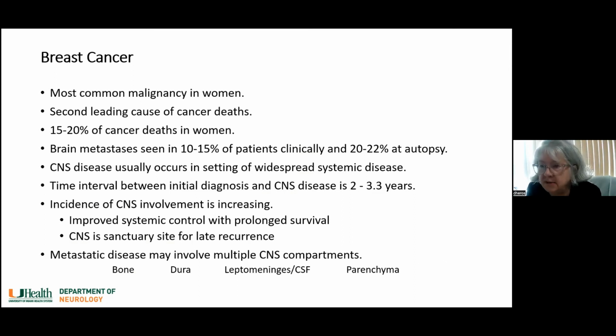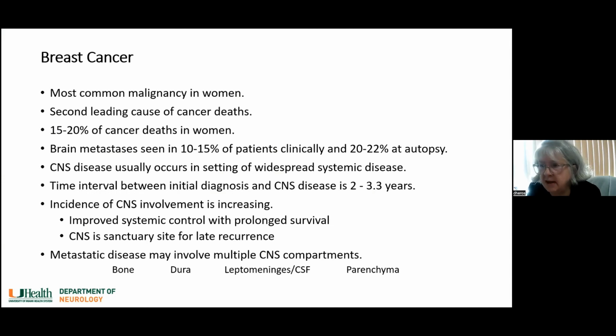And the time interval between the initial diagnosis and the development of brain metastasis is longer than lung cancer. It's usually later, can be earlier for HER2 positive patients, triple negative patients, or younger women, but usually it's a later complication of breast cancer. Unfortunately, we're probably seeing an increased incidence of CNS involvement with better systemic control. And we tend to still think of the CNS as a sanctuary site protected from systemic therapy because of the blood-brain barrier.